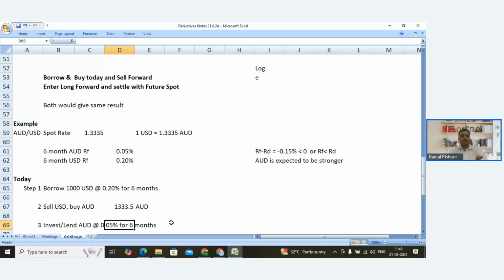You will convert after 3 months or 6 months. That exchange rate is not given, so you can leave it. You will convert that and get USD, and with that USD you will repay the loan. So how much will be the USD loan value?